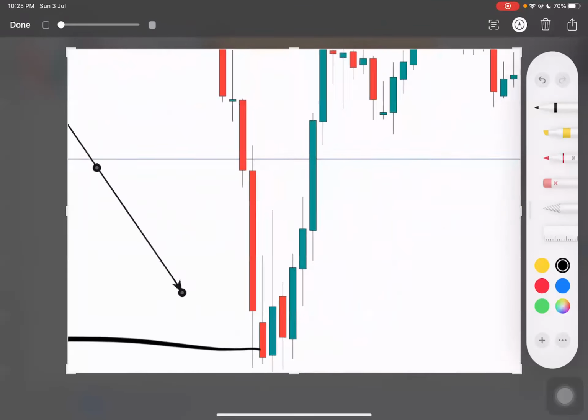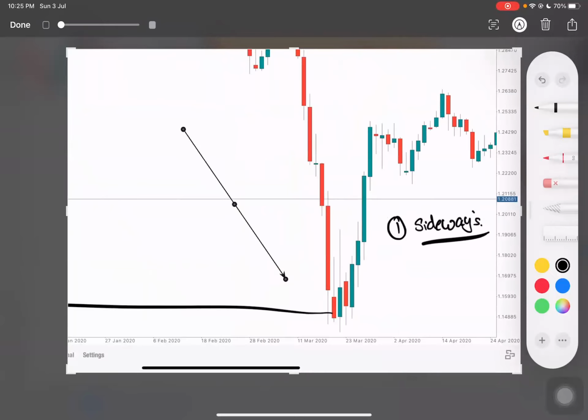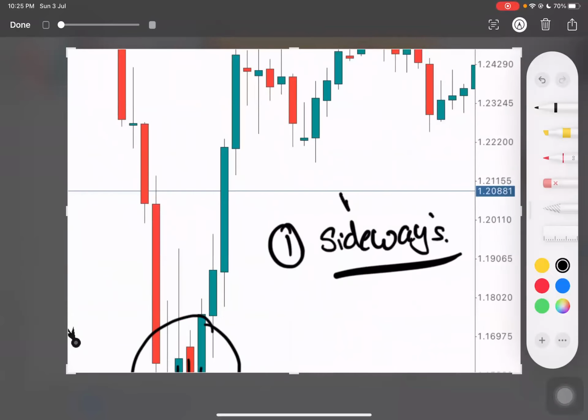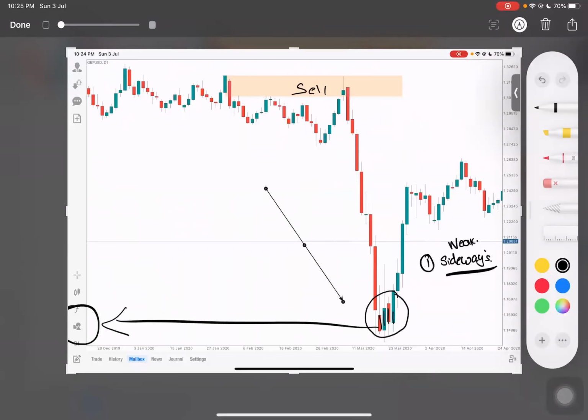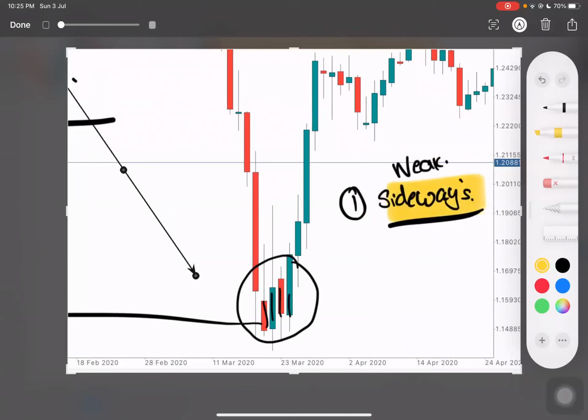Price will start to do 2 things. First, price will start to go sideways. See, there's no more engulfing sell here, just the same sideways thing. Because whenever price starts to go sideways, it means price is starting to weaken. Whenever price is weak, there will always be a bigger movement. Whenever price is weak or sideways, there will be a big movement. You see, first thing, price starts to go sideways.